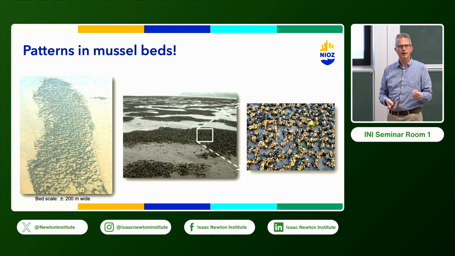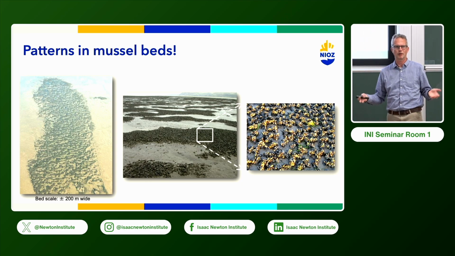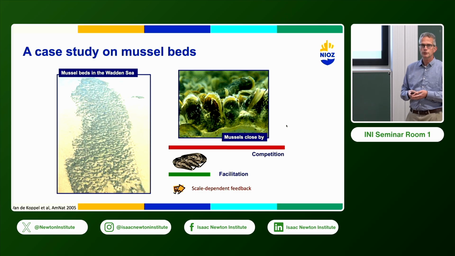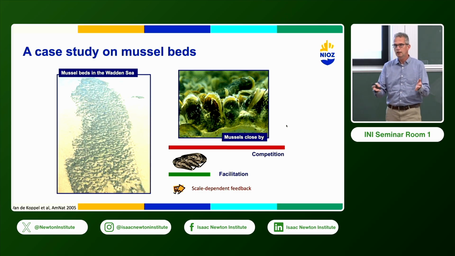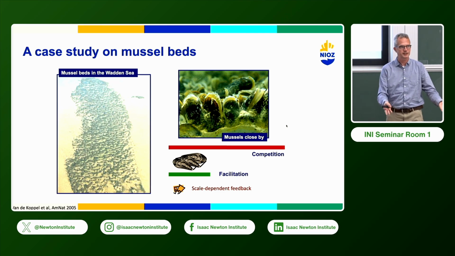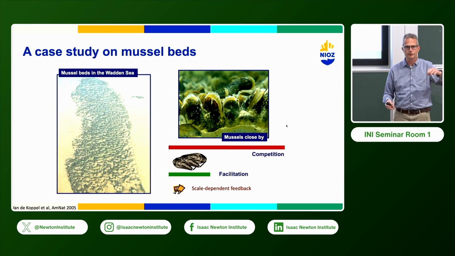So what is it about patterning and mussel beds? Why do they make patterns? Well, the reason for that is that it's a dangerous world. I mean, they're basically growing on a tidal flat. They're loose. There's nothing to attach to. They're on the sand, and there's birds flying around, and they want to eat you.